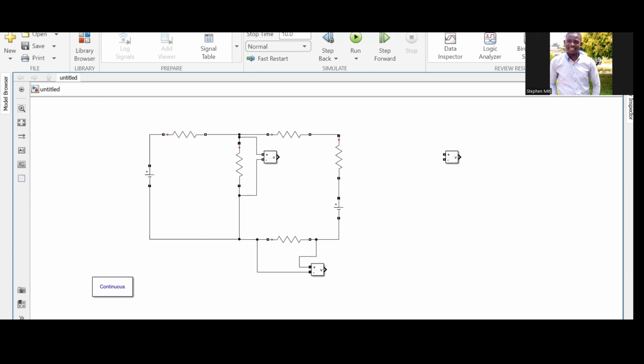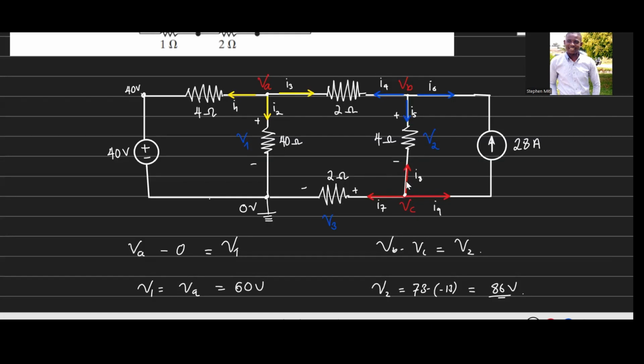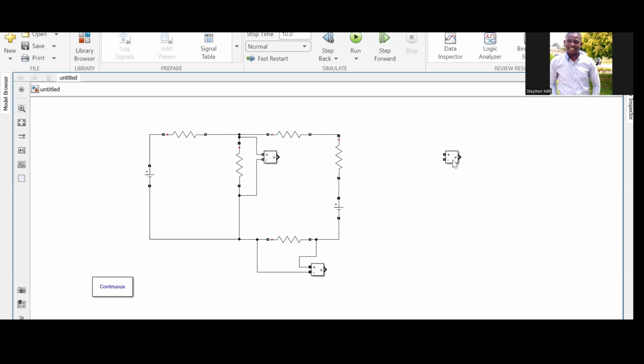And then which other voltage are we measuring? We're supposed to measure this voltage, which is across from the top node to the bottom here. I'm going to measure the same way here, from the top to the bottom. That's the overall voltage, right? So from here to here.